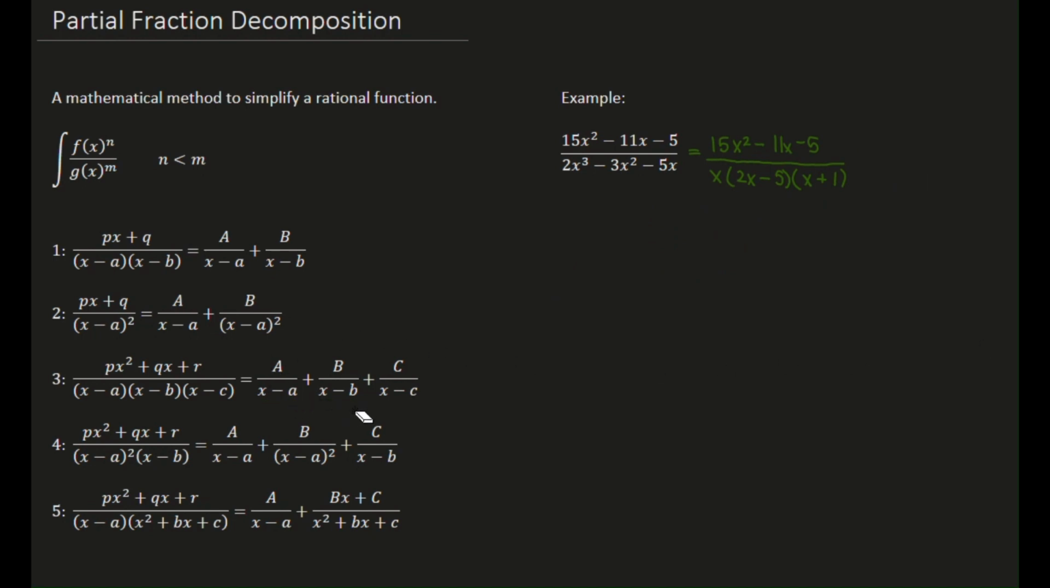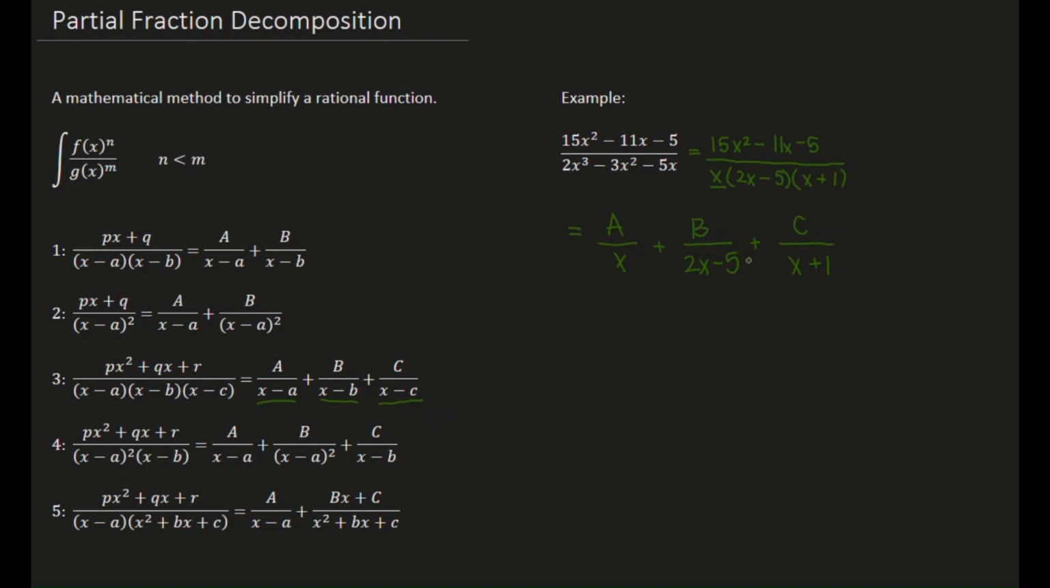So now that this is factored out, I can see that it fits more of my third form. So I'm going to set it equal to A over x, instead of x minus a, plus B over 2x minus 5, instead of x minus b, plus C over x plus 1, instead of x minus c. And now you might notice we have 3 terms, but all of the rest of the principles are the same.